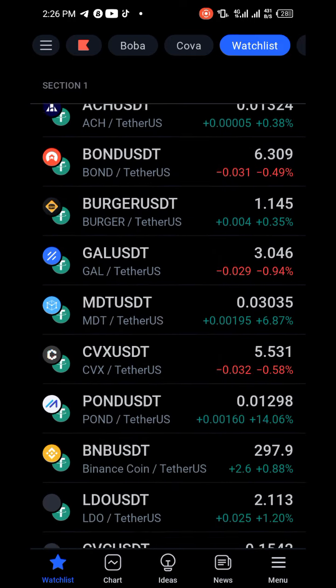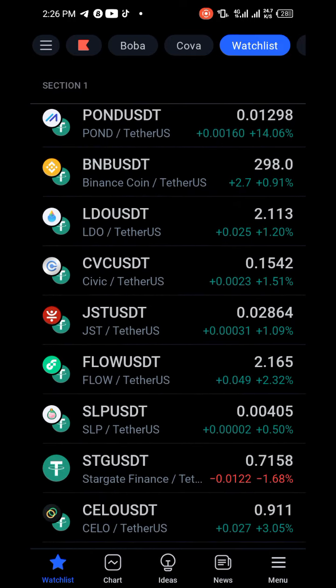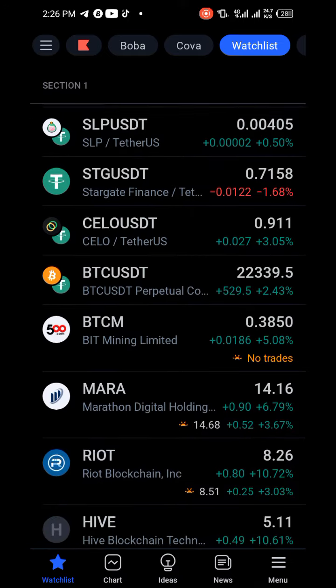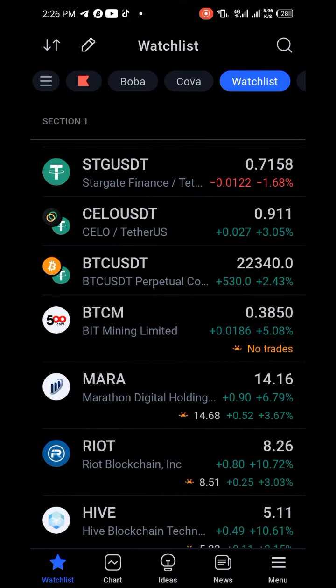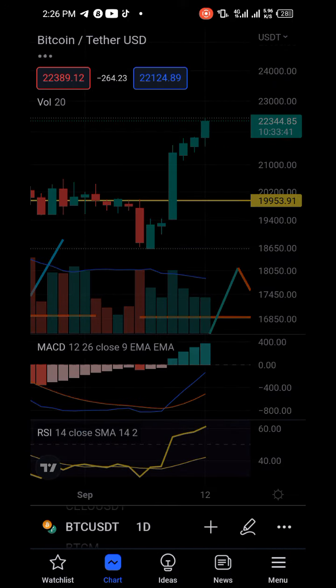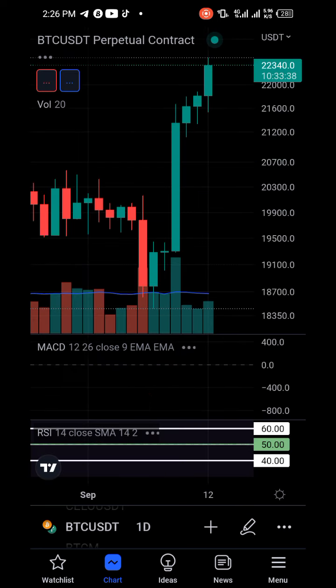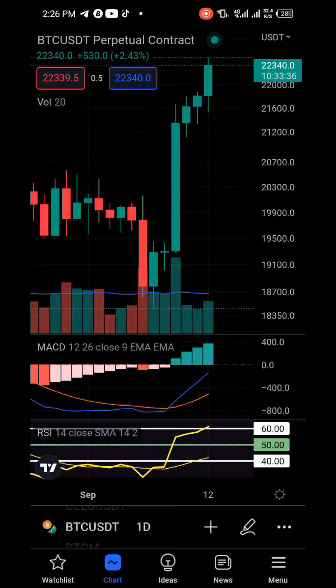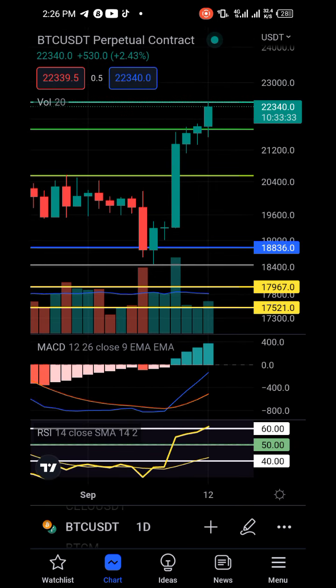Let us go down there to the chart. I opened my trade on Bybit, so I'm using the Bybit chart to finalize everything. This is the Bybit chart now for Bitcoin US dollar on a daily time frame. All right, now look, right now 22,300 is a resistance that we are hitting.